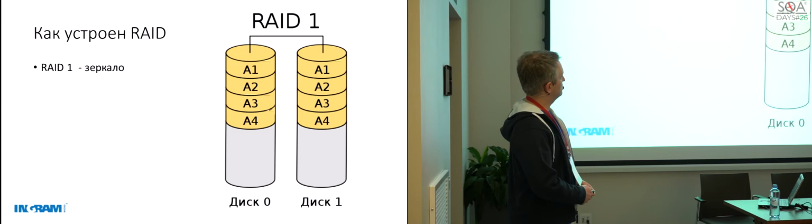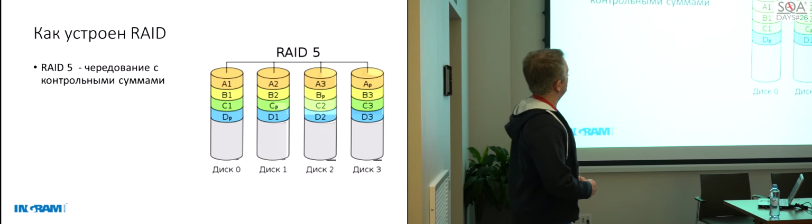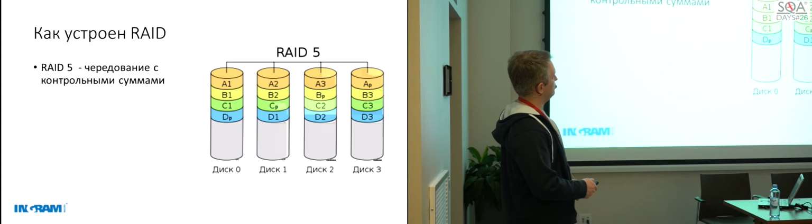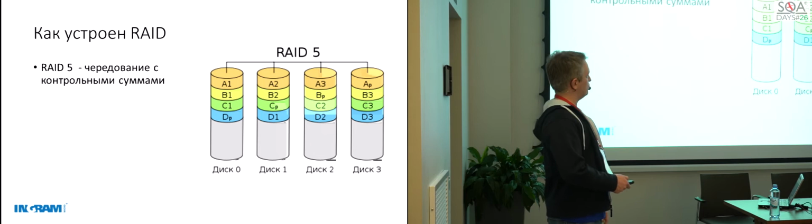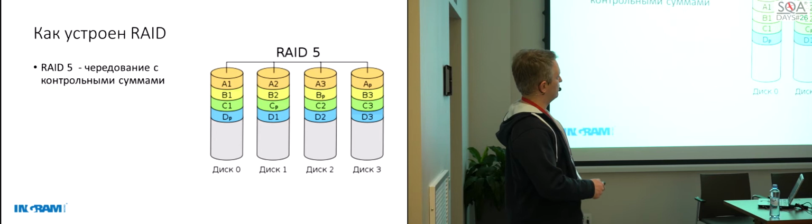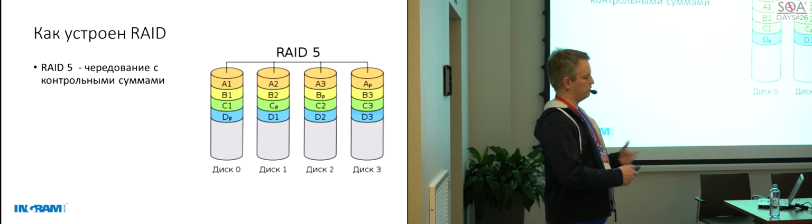Another popular one is RAID 1. RAID 5 is like RAID 0. There's striping, but also an additional chunk, which is a control sum of the previous three, if the array has three disks. If any disk fails, its contents will be restored from the rest of the array.